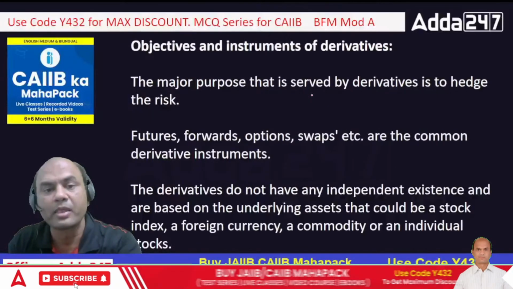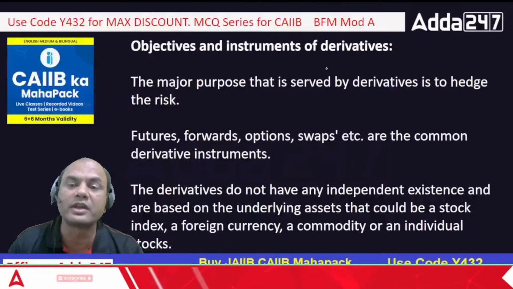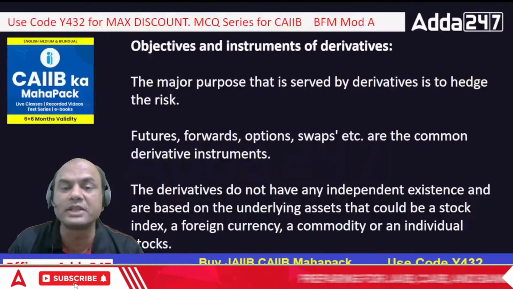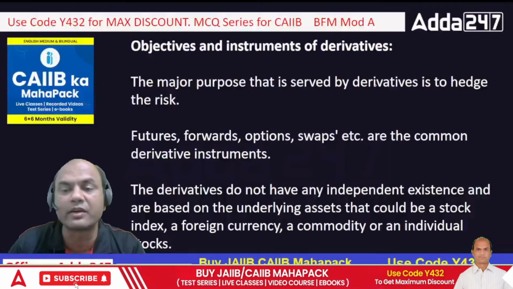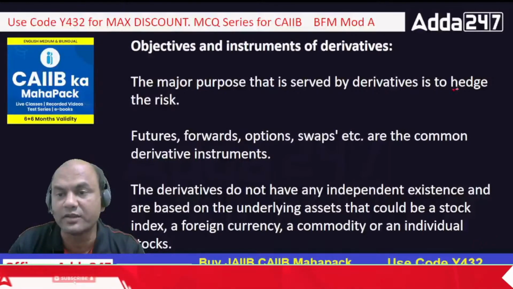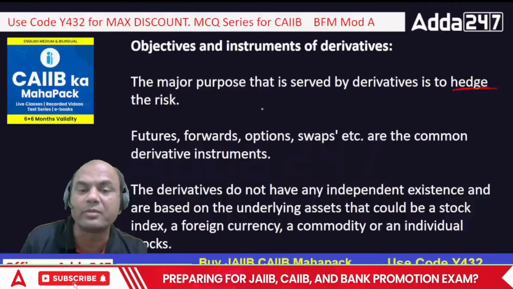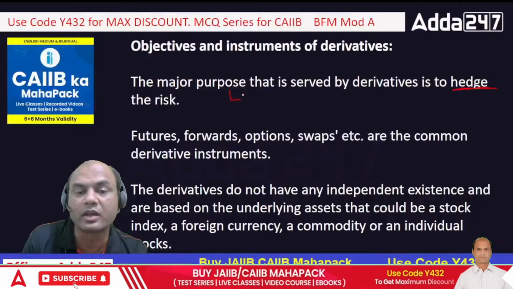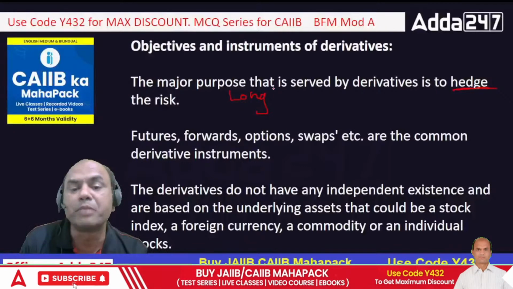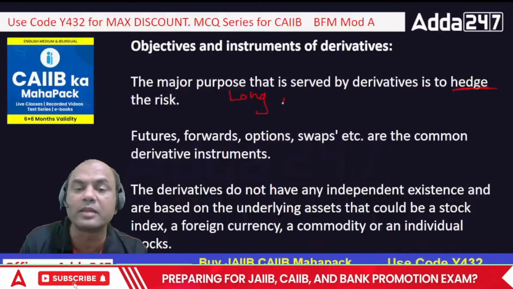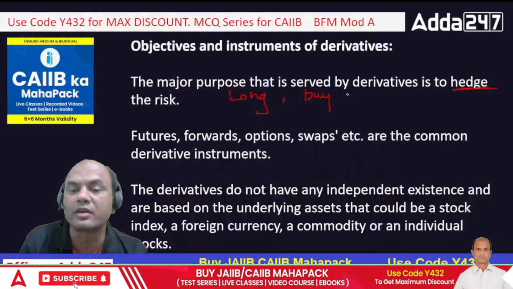Objectives and instruments of derivatives. So what are the major objectives? The major objective that is served by derivatives is to hedge the risk. Hedging means, okay, I'll just give you one formula. If I am long on commodity, long means what? Buying at a low rate and selling at a higher rate. If I am long on commodity, then I'll buy put option. Always remember, put option. And vice versa.